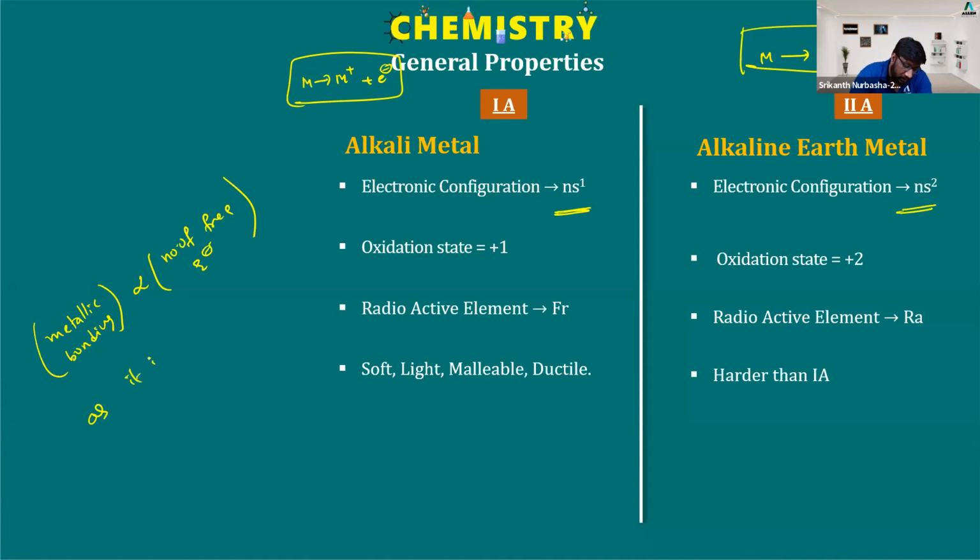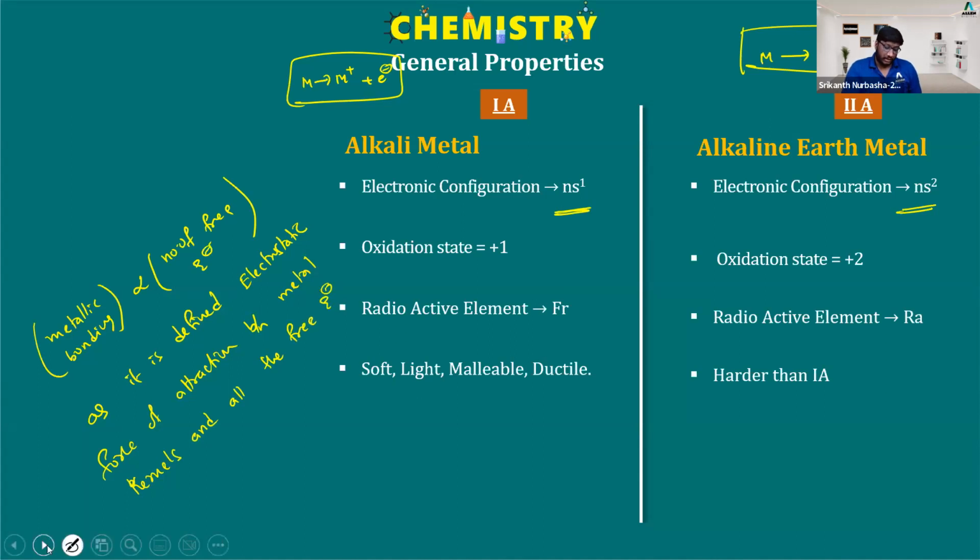It is defined as the electrostatic force of attraction between metal kernels and all the free electrons, right? The alkali metal is going to be paramagnetic, whereas the alkaline earth metal is going to be diamagnetic.